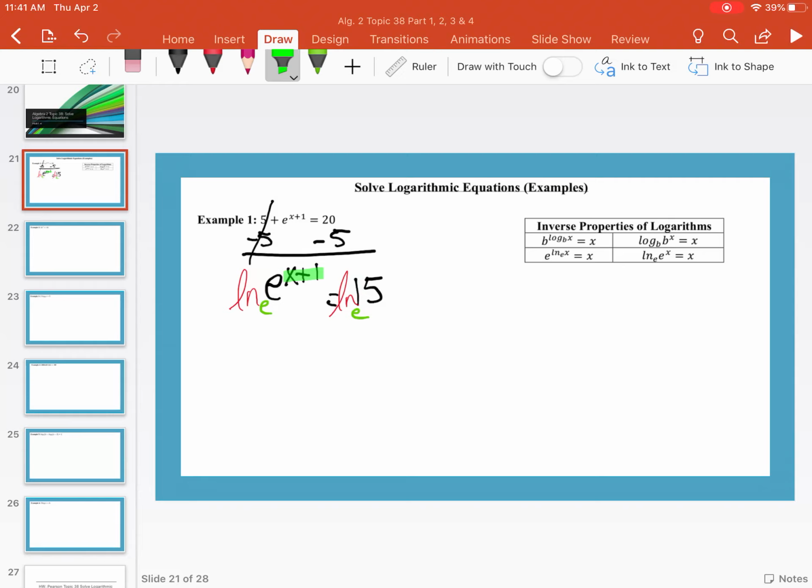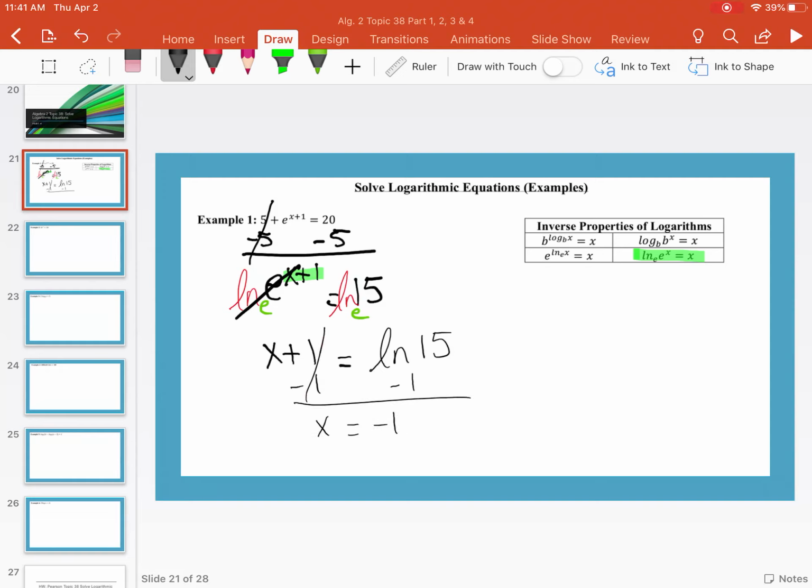On the left-hand side, using this property, ln base e of e to the x equals x. So the left-hand side, this will cancel, and we're just going to be left with our exponent, which is x plus 1. Now on the right-hand side, we're still going to be left with ln of 15, because what we do to one side, we have to do the other, which is why we also take the natural log of 15. Now, in order to isolate x, we have one more step to do. We have to subtract 1 from both sides. So we'll end up with x equals -1 plus ln of 15.